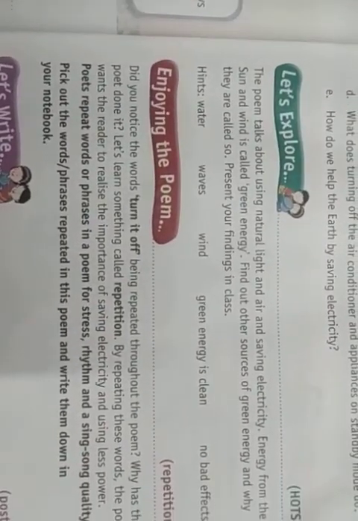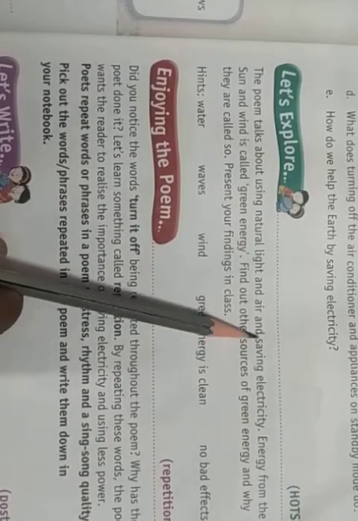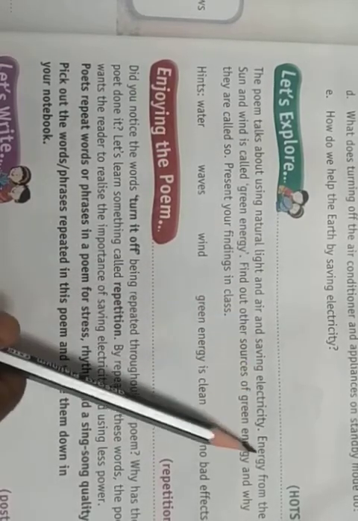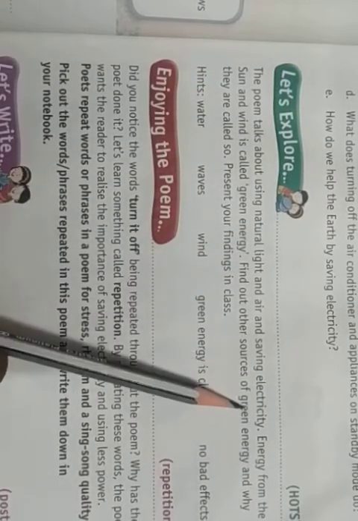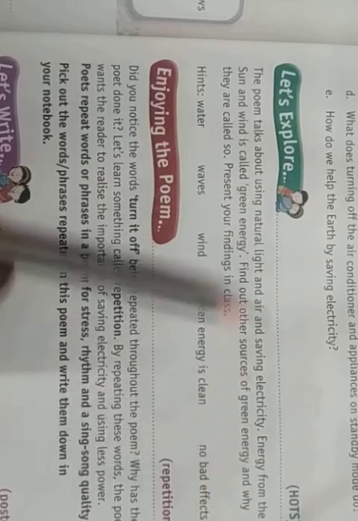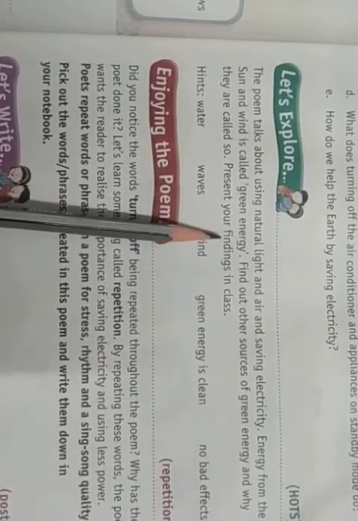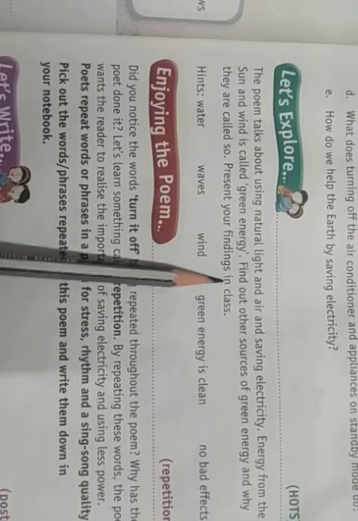The poem talks about the natural light and the air and saving the electricity. Energy from the sun and the wind is called green energy. Find out the other sources of green energy and why they are called so. Present your findings in the class.